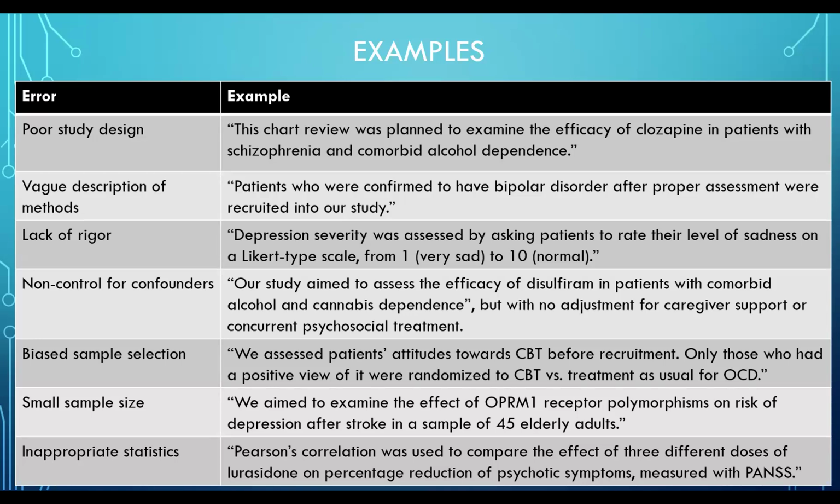And inappropriate statistics. So for example, if you're going to compare the efficacy of 3 different doses of a drug, you have to use some test that can compare means or variances across 3 groups, like for example, an ANOVA. You cannot use Pearson's correlation, which is for examining bivariate correlations. You cannot use that test. It's not an appropriate test.